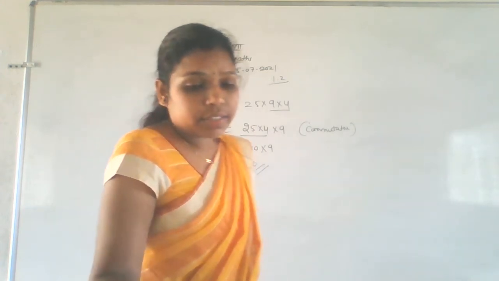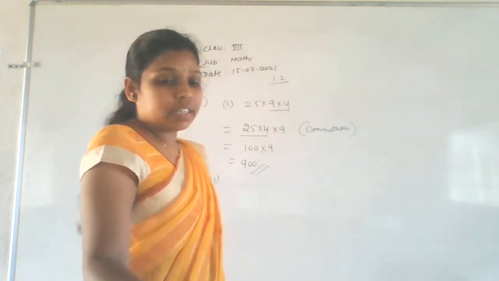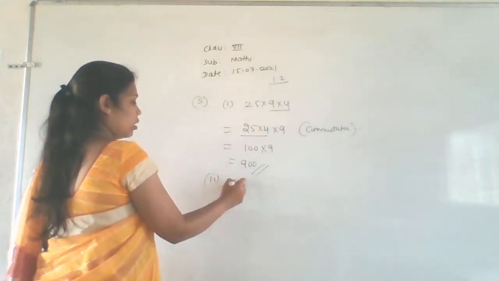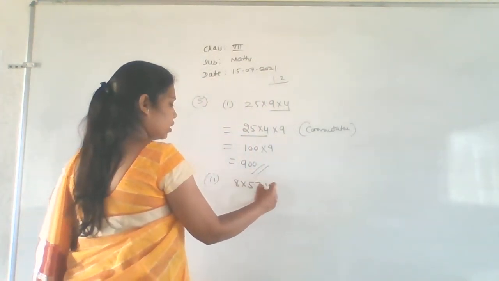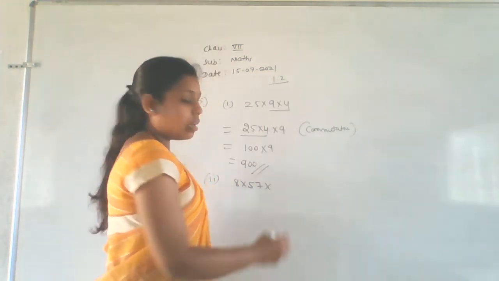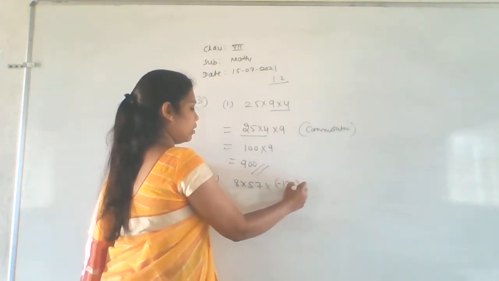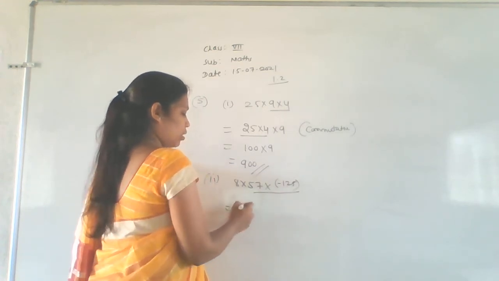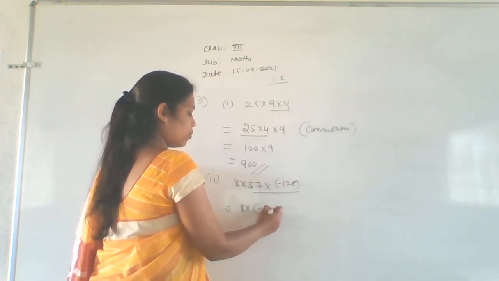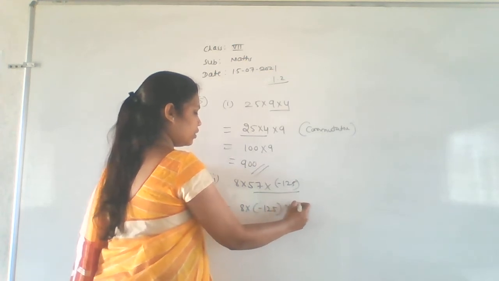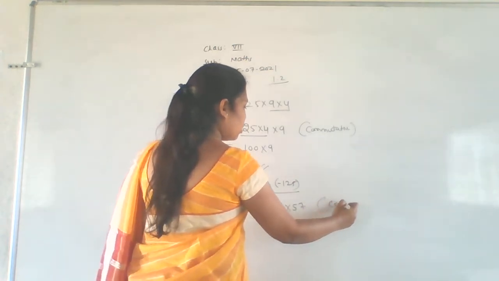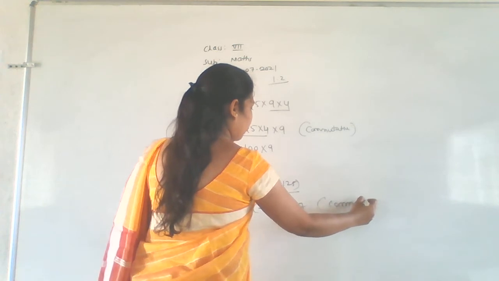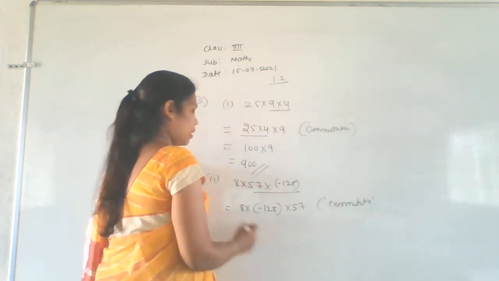Okay, so next one is 8 into 57 into minus 125. Here also same thing. Just exchange these two. That is 8 into minus 125 into 57. Which property we use here? Commutative property. Right? Commutative property we use.